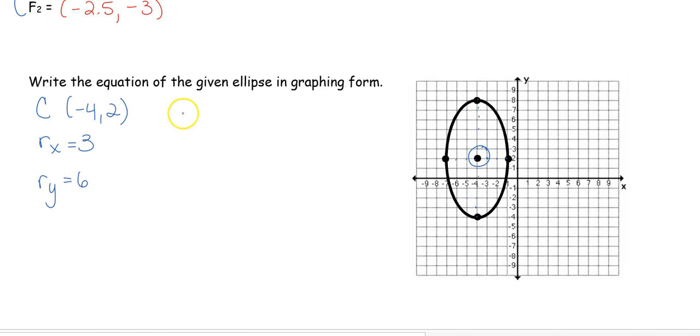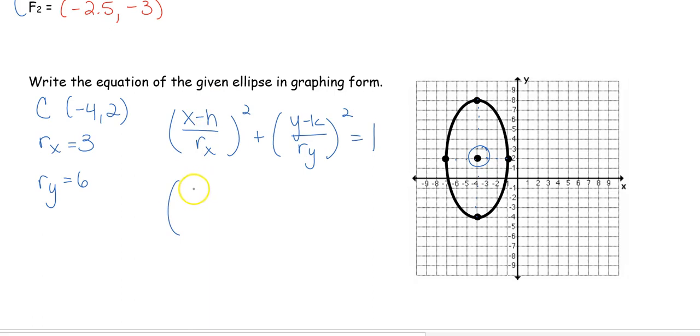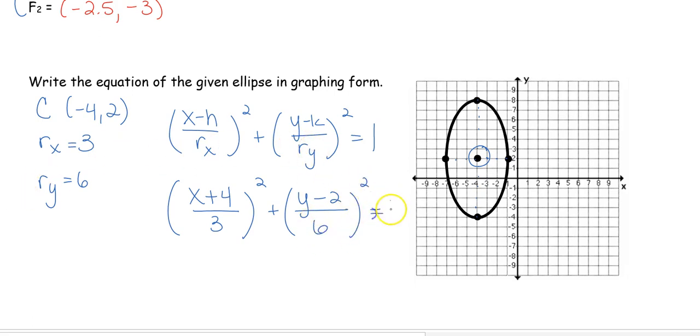Using this information, we think about the general form again as x minus h over r of x quantity squared plus y minus k over r of y quantity squared equals 1. Now here's the center, so it's -4 for the x, which is going to make that a +4 because it's always the opposite. The r of x, the radius in the x direction, is 3. Y minus k, your k is 2 because that's the y value of your center, all over r of y, which is 6 squared equals 1.